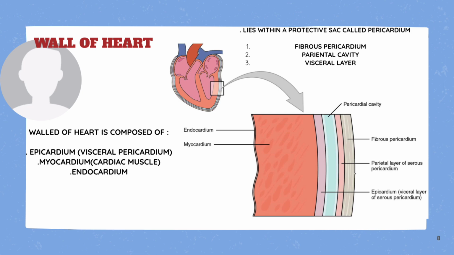Then myocardium is after the endocardium. Then we have epicardium, or the visceral layer of serous pericardium. After that, we have the pericardial cavity and parietal layer of serous pericardium. And then the last one is fibrous pericardium, the outermost part of our heart. It lies within a protective sac called the pericardium, which is the fibrous pericardium, pericardial cavity, and visceral layer.